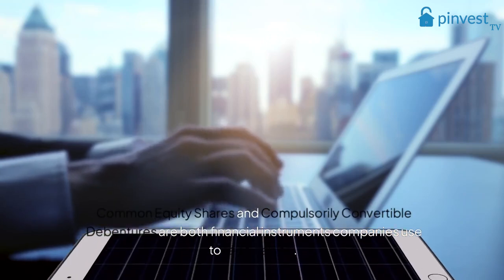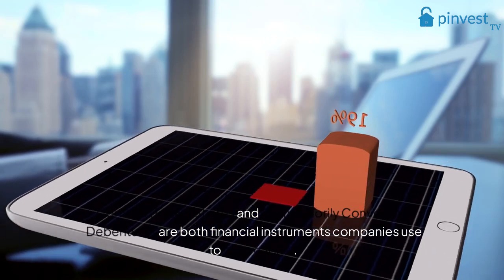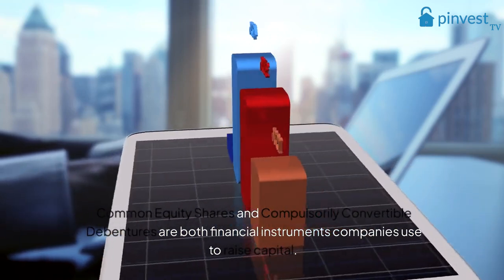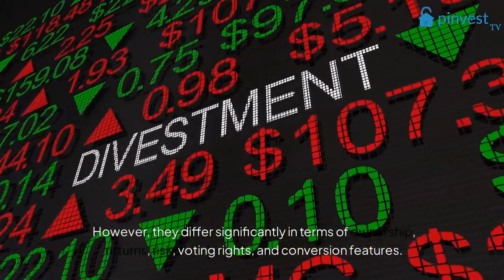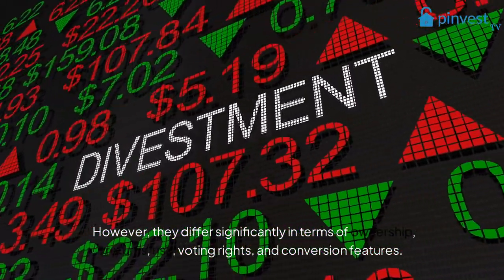Common equity shares and compulsorily convertible debentures are both financial instruments companies use to raise capital. However, they differ significantly in terms of ownership, returns, risk, voting rights, and conversion features.